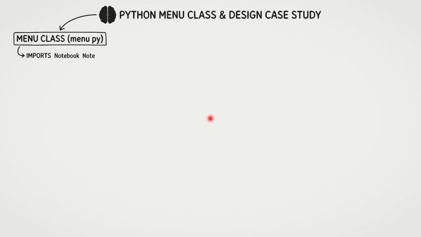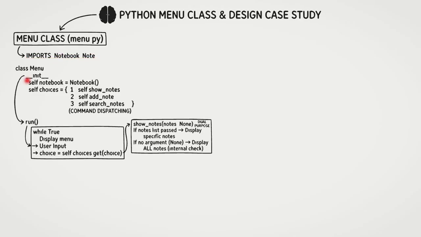Let's look at how our menu.py file ties everything together. This menu class handles all our user interaction. First, it imports our notebook and note classes that we just organized in our file structure. Inside the initialization method, we set up a dictionary called choices. This is a fantastic Python trick known as command dispatching. Instead of writing a massive, messy block of if-else statements, we simply map string inputs, like the numbers 1, 2, or 3, directly to the methods they should trigger, such as show notes or add note.